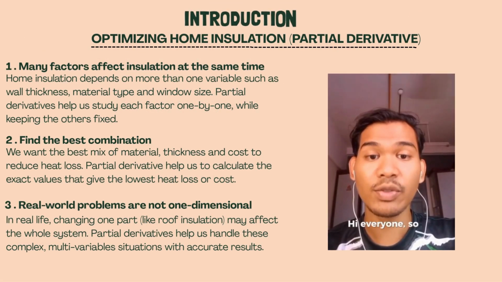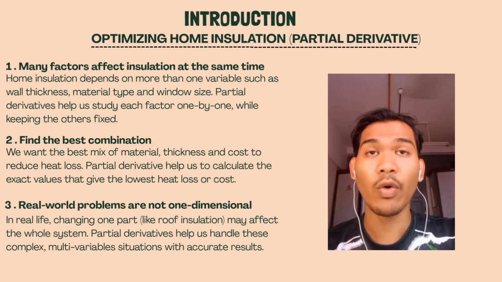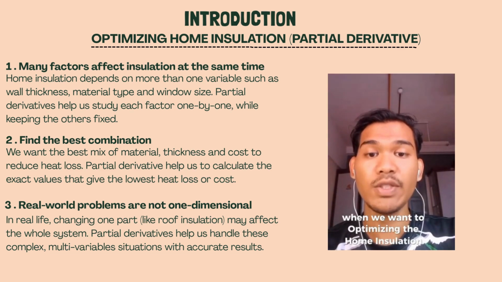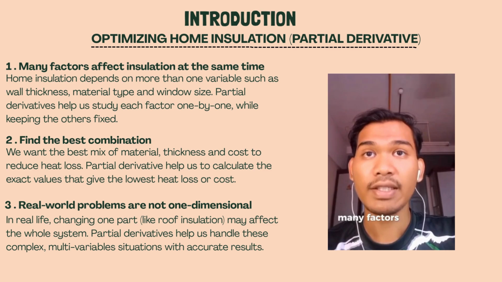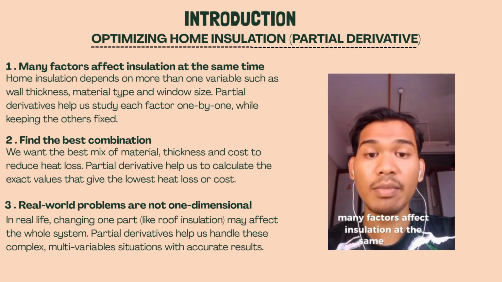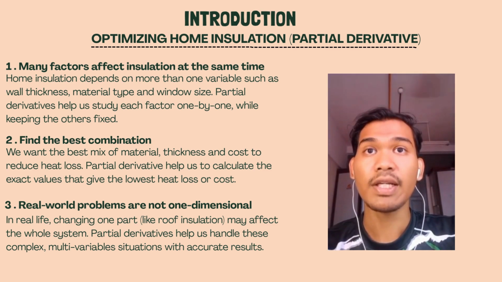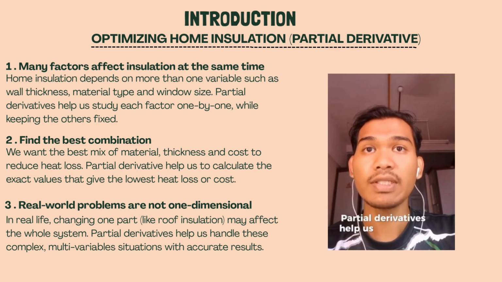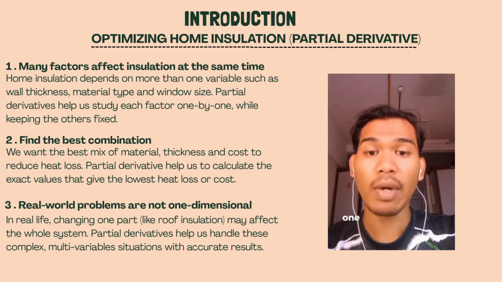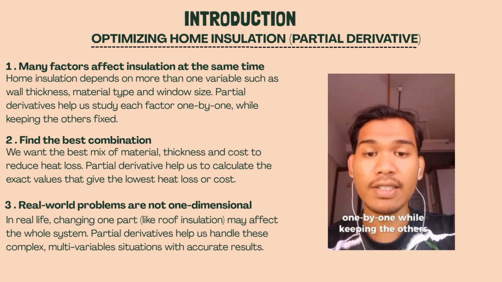Hi everyone. Today we will learn about why we need to use the partial derivative method when we want to optimize home insulation. The first reason is that many factors affect insulation at the same time. Home insulation depends on more than one variable, such as wall thickness, material type, and window size. Partial derivatives help us study each factor one by one while keeping the others fixed.